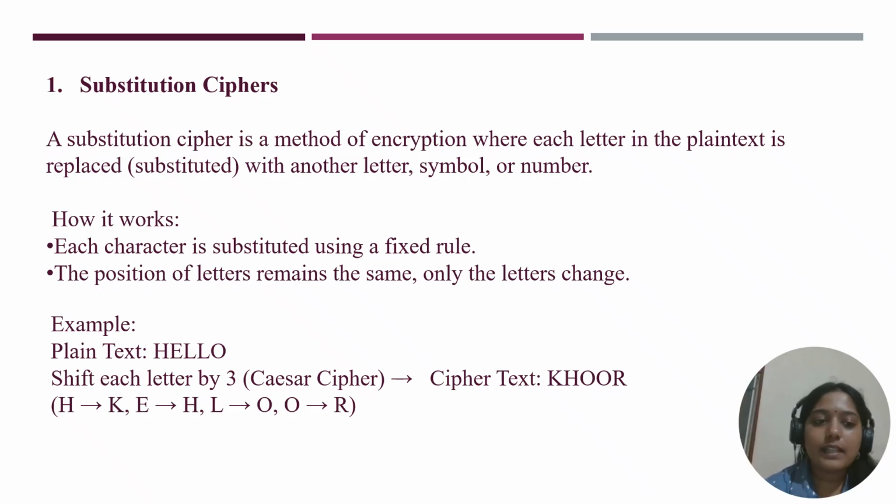So in this example, the plain text is hello, and the rule is to shift each letter by 3, which is known as a Caesar cipher. So after H, the third letter will be K. After E, the third letter will be H. Similarly, all the letters in the text will be changed based on the rule that is provided.